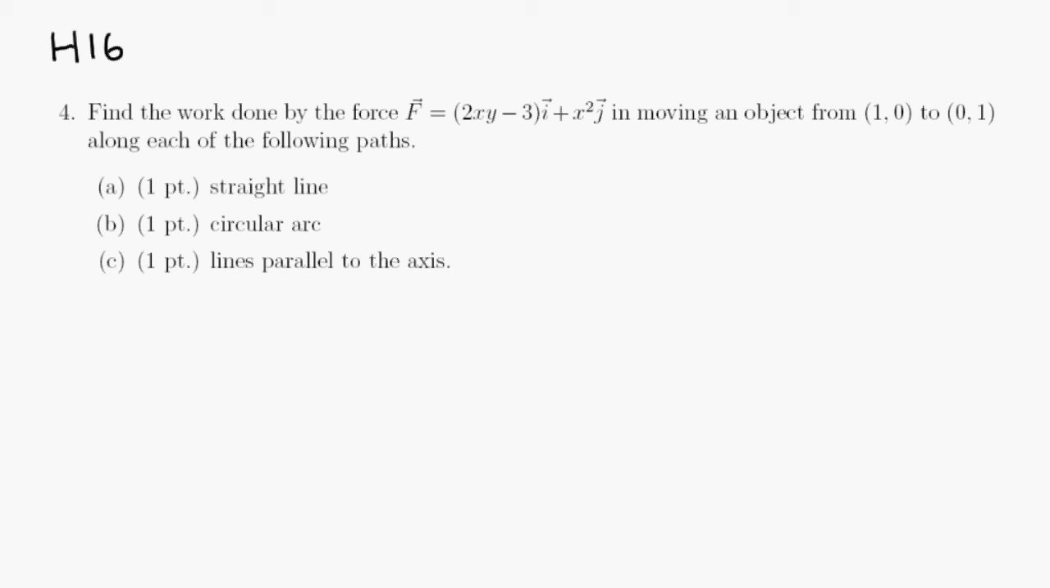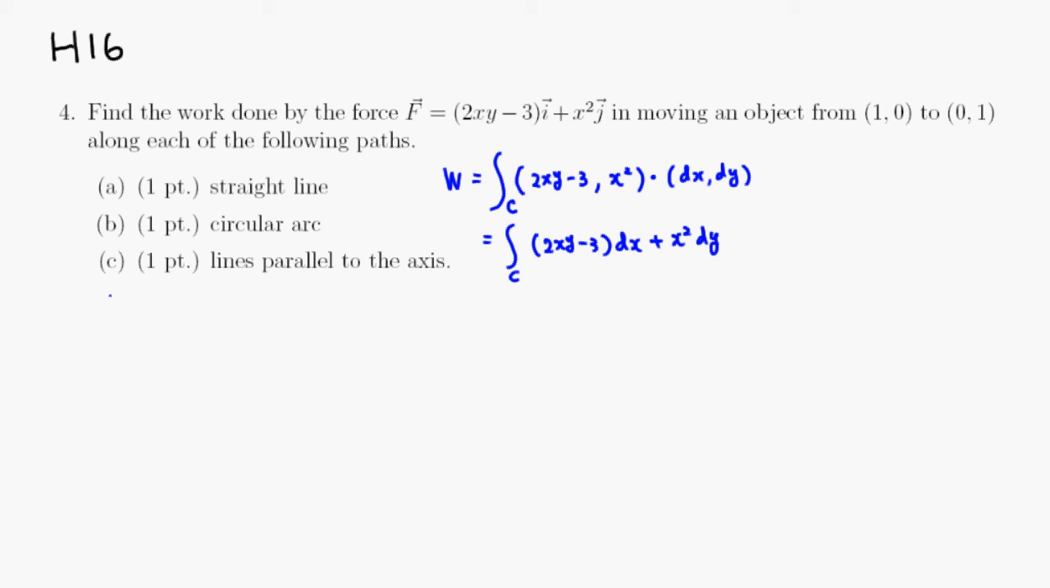In order to find the work, it's going to be the integral of F dot dr. F is (2xy minus 3, x squared), and dr is (dx, dy). So it's the integral over the path C, where you have this times that: the integral of (2xy minus 3) dx plus x squared dy.